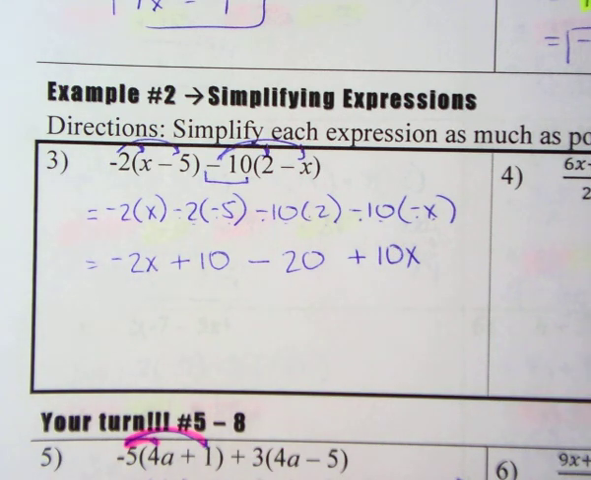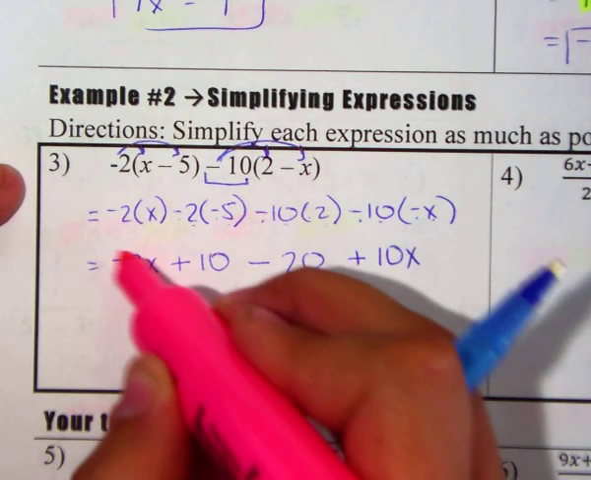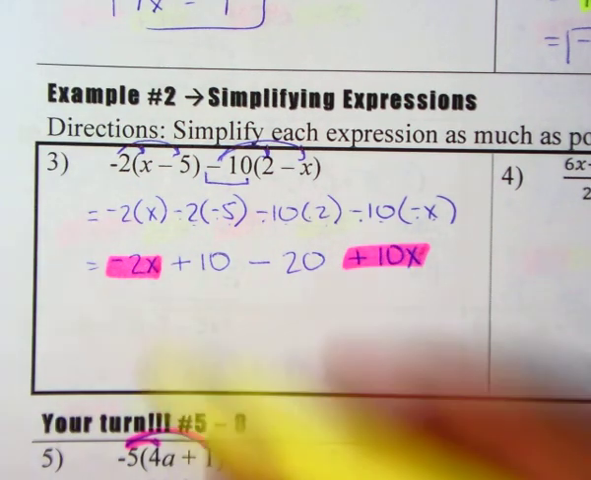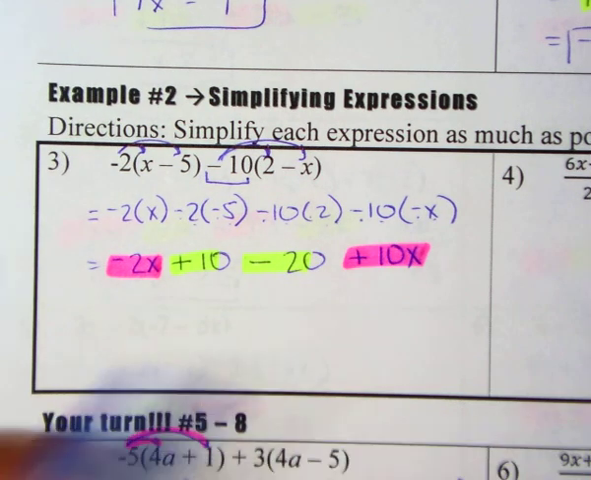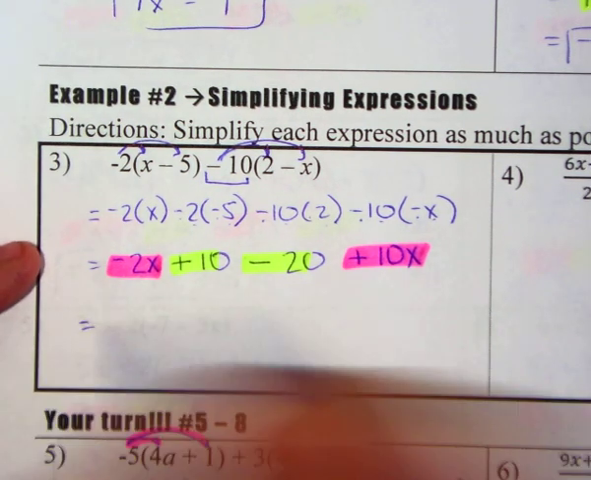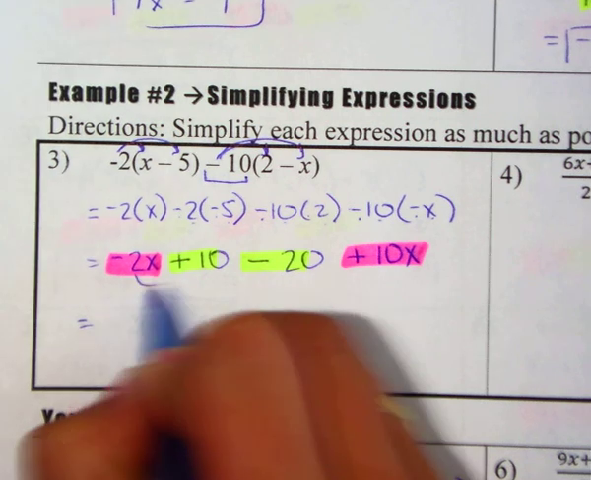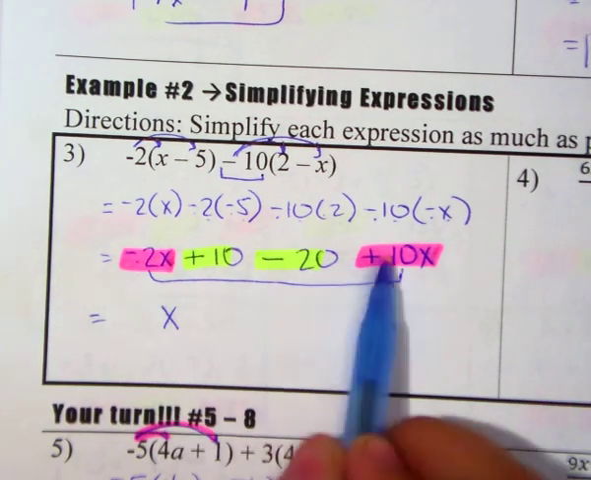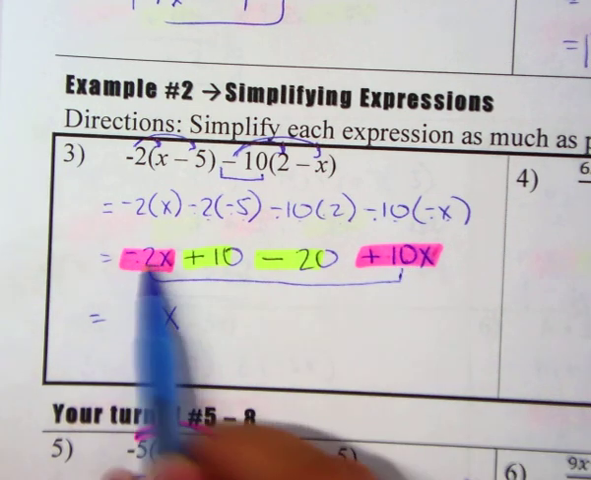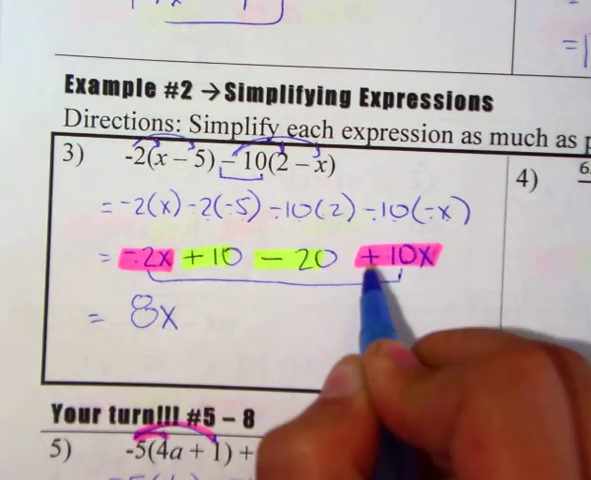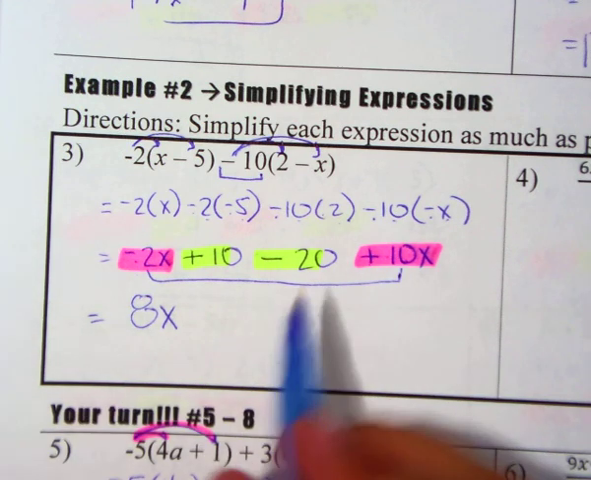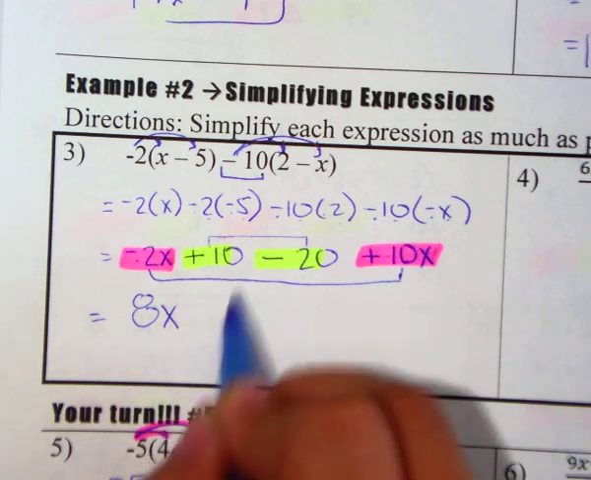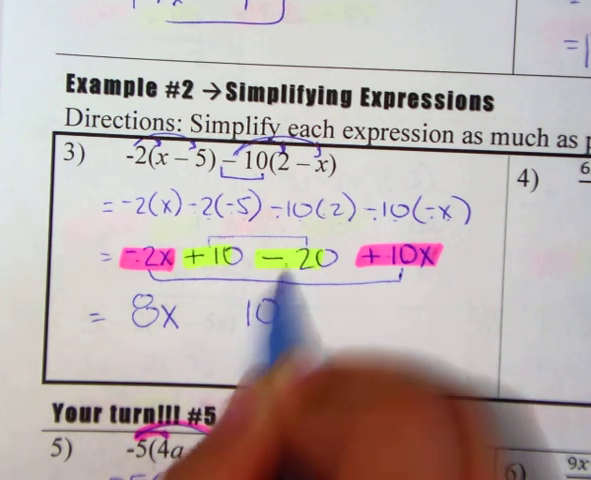Now that I've got rid of the parentheses, I'm going to combine like terms. I see I have a negative 2x and a positive 10x, and then a negative 10 and a positive 20. So negative 2x plus 10x: the signs are different, so I'll subtract the numbers. 10 minus 2 is 8. Keep the sign with the bigger number, so this will stay positive. Then 10 minus 20, so subtract the two numbers, which is 10. Keep the sign with the bigger number.